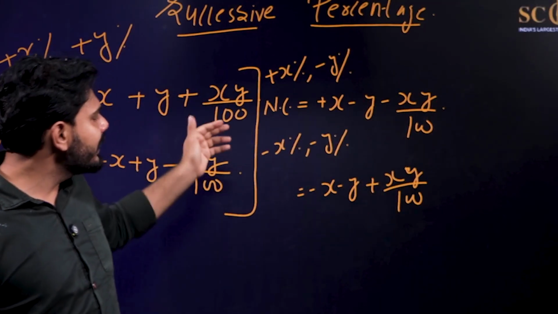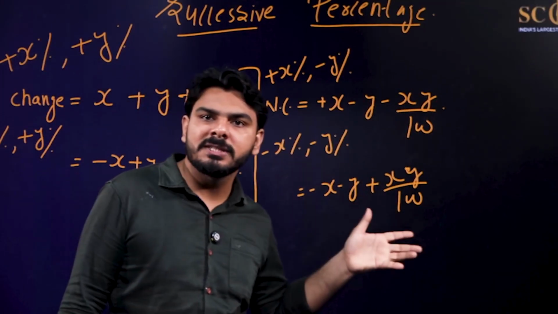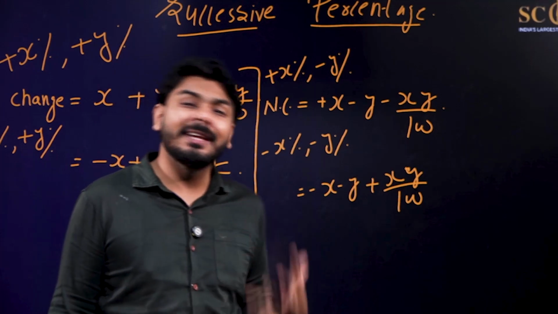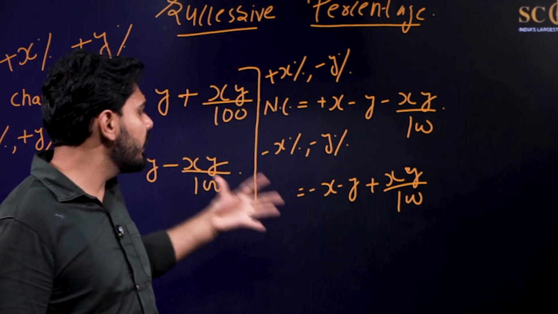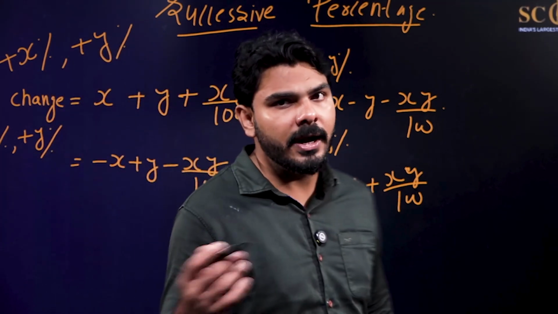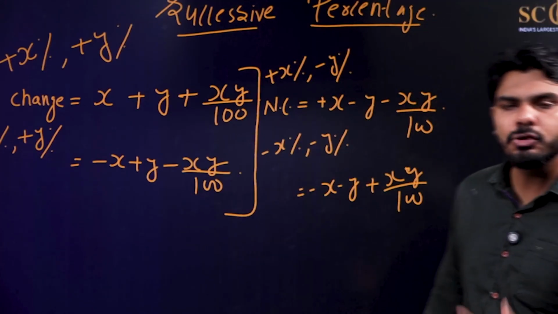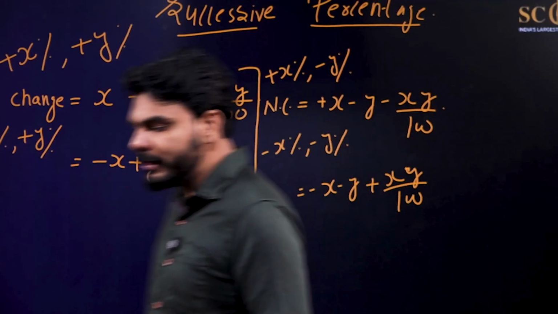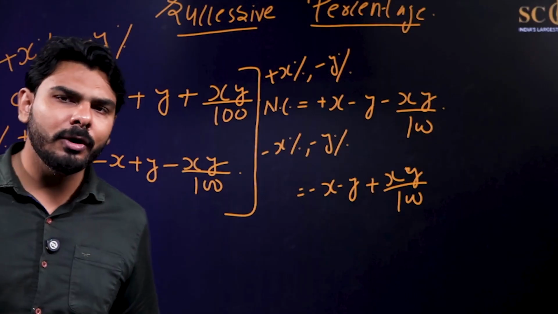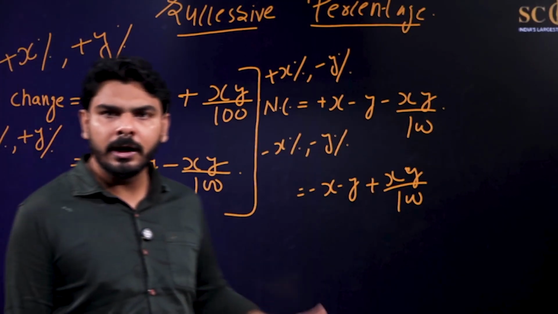And if in the first year it is decreased by x% and then in the second year it is also decreased by y%, then the net change will be minus x minus y plus xy by 100. I hope all of these things are clear to everyone. Now, based on it, I am going to give you some questions. Just write it down in your notebook, because these will be helpful for you in the coming questions.